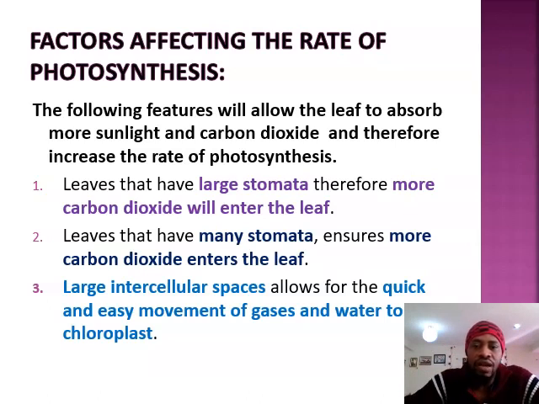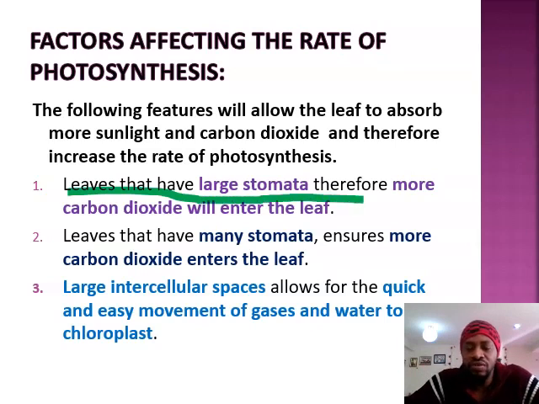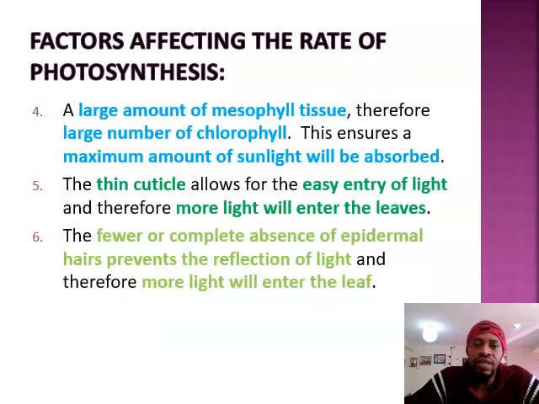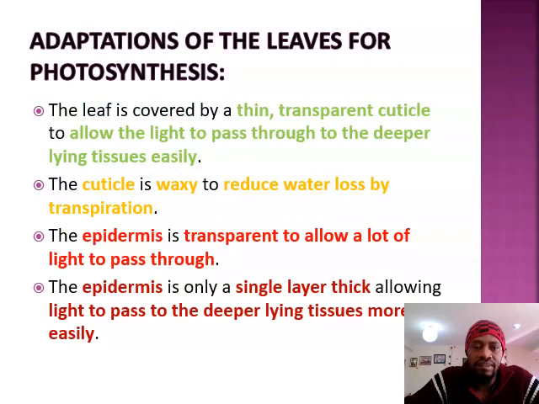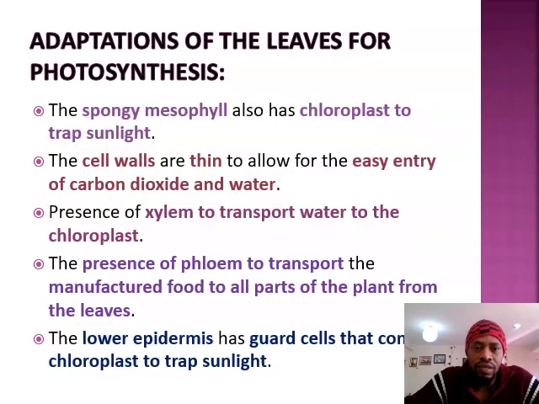And a leaf has a large amount of stomata. Remember, stomata are those openings on the leaves through which gases and even water vapor can pass. So stomata will allow more carbon dioxide to enter the leaf because they are like pores that are found on our skin also. Then we'll look at the internal part of the leaves so that we can see how it is suited for photosynthesis.